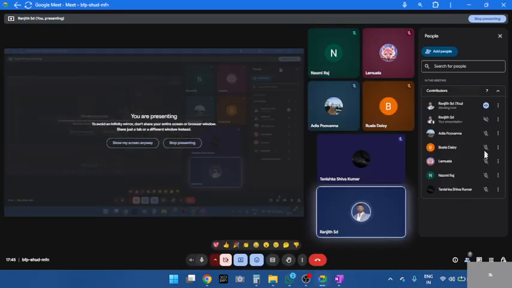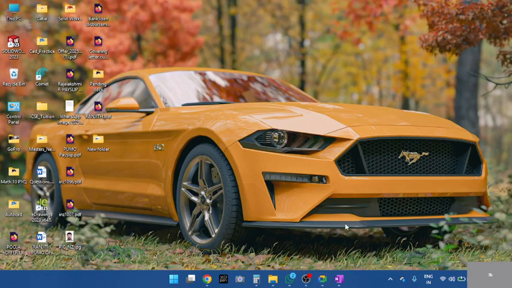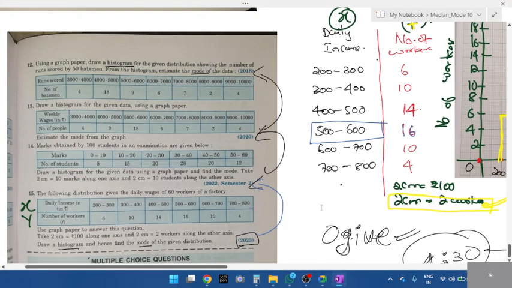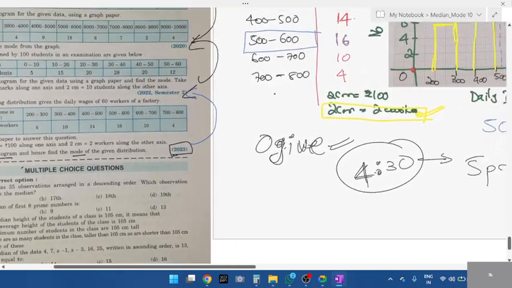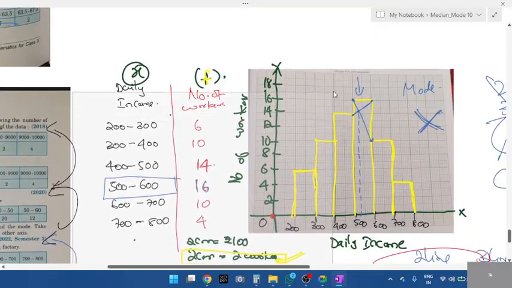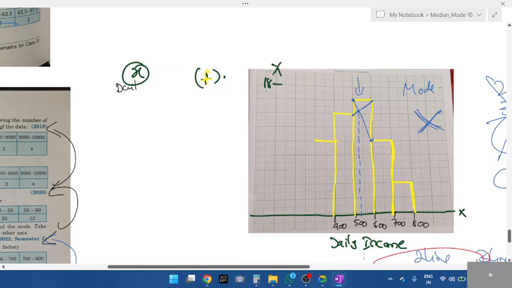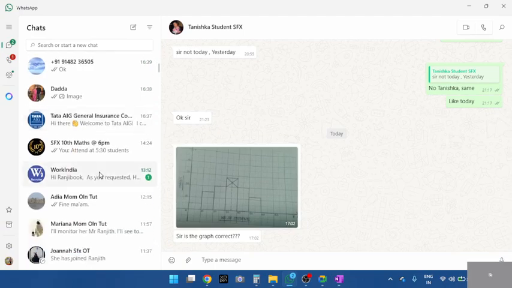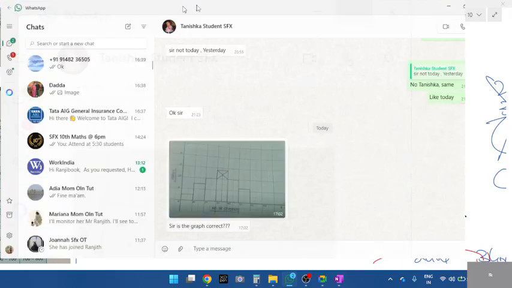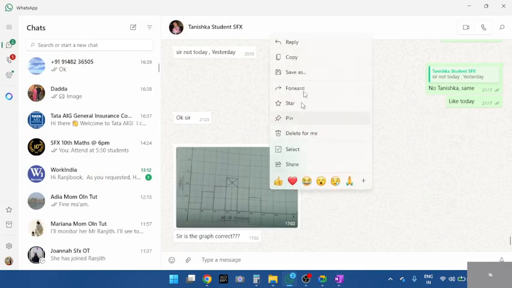What about Tanishka, Adia, Mariana? Where is the question? Adia, you didn't solve? I told you to send, right? You solved, and who checked it? You sent it, let me check. Then what did I tell students? At least one graph, if you get it right, that is enough. Yeah, it means I've understood.